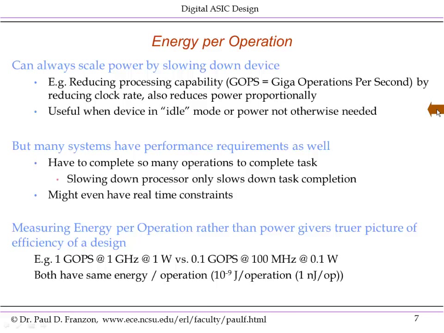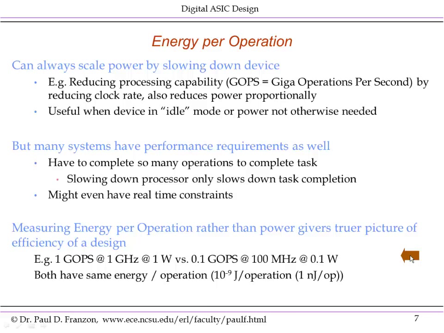Because for a variety of reasons. One is that obviously you can reduce power just by slowing it down, but that means it takes longer to complete an operation. You might not have met a performance requirement, and so on. I've illustrated this trade-off here at the bottom. Let's say we have a 1 GOPS processor, 1 billion operations per second at 1 gigahertz, and it consumes about 1 watt. This is not a terribly power efficient processor, by the way. These numbers are just conveniently made up.